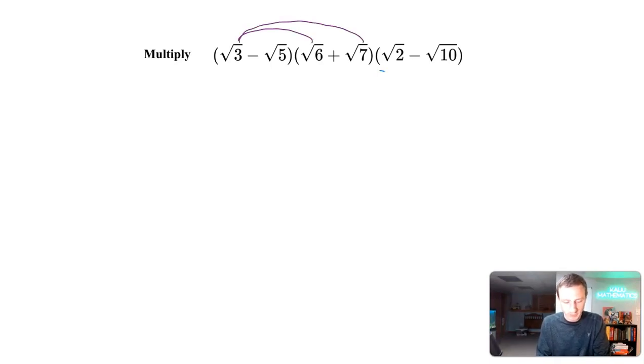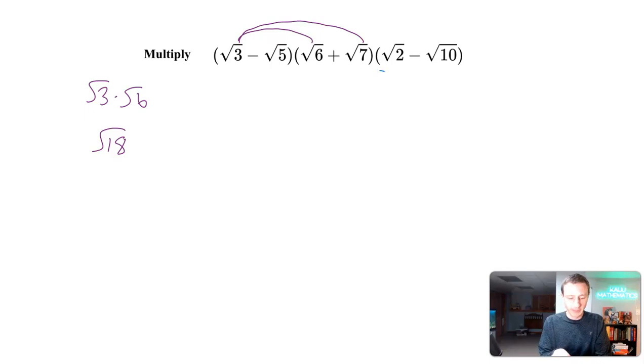I'm going to do square root of 3 times square root of 6. So square root of 3 times square root of 6. When I'm multiplying radicals together, I'm multiplying the insides. So this is going to be the square root of 3 times 6, which is 18. Then from here, I can actually simplify that radical.